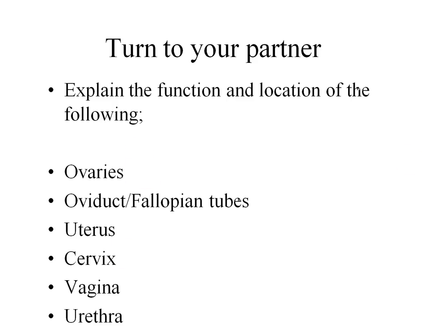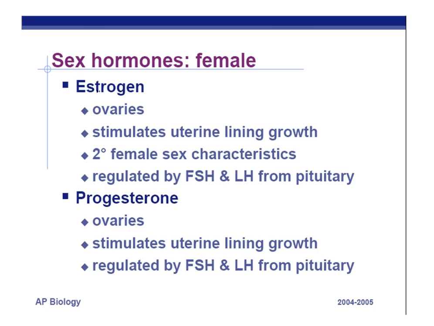Now, this is fairly simple so far, but now we're going to start talking about hormones, and that gets a bit more complicated. All right, now there are two sex hormones that you need to know about that are involved with females. That's estrogen and progesterone. And they have some similar functions. However, they have different roles to play during the female cycle that we're going to talk about coming up. Both estrogen and progesterone are produced by the ovaries.